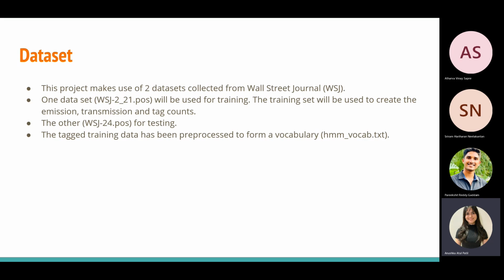Can we move to the next slide, please? Pareekshit, sorry. Yeah, the data set.